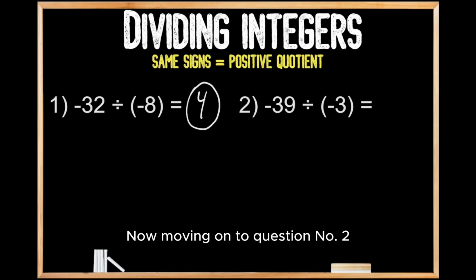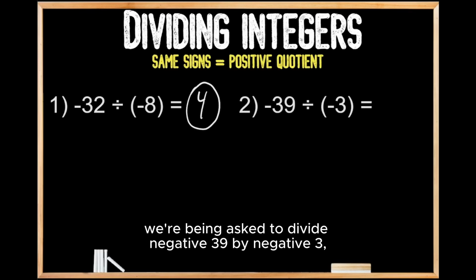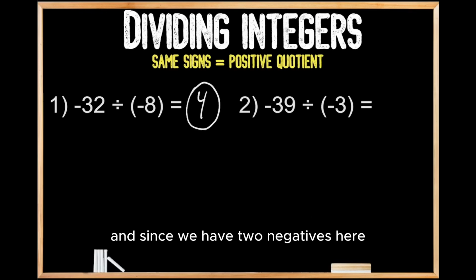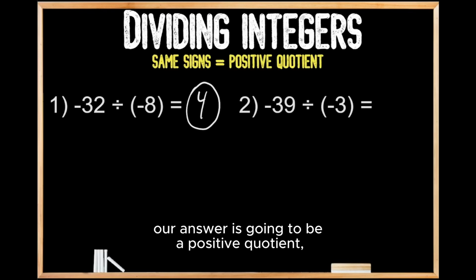Now moving on to question number 2, where this time we're being asked to divide negative 39 by negative 3. And since we have two negatives here, we know that our answer is going to be a positive quotient.